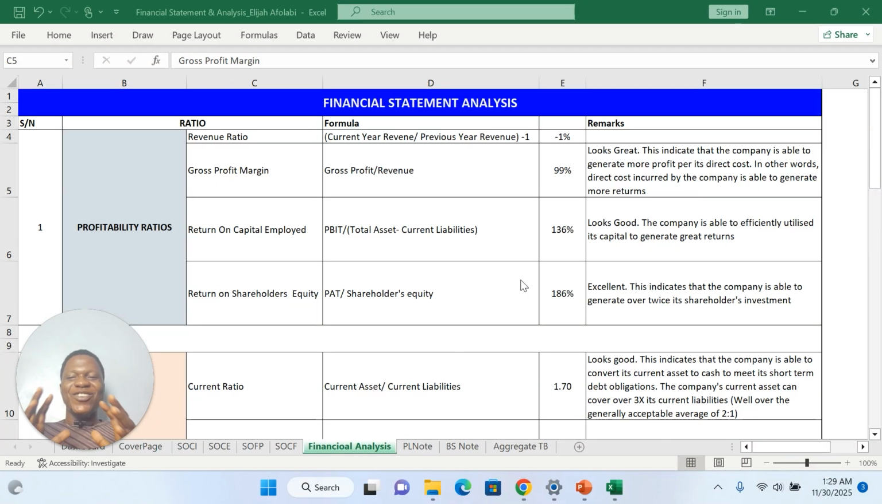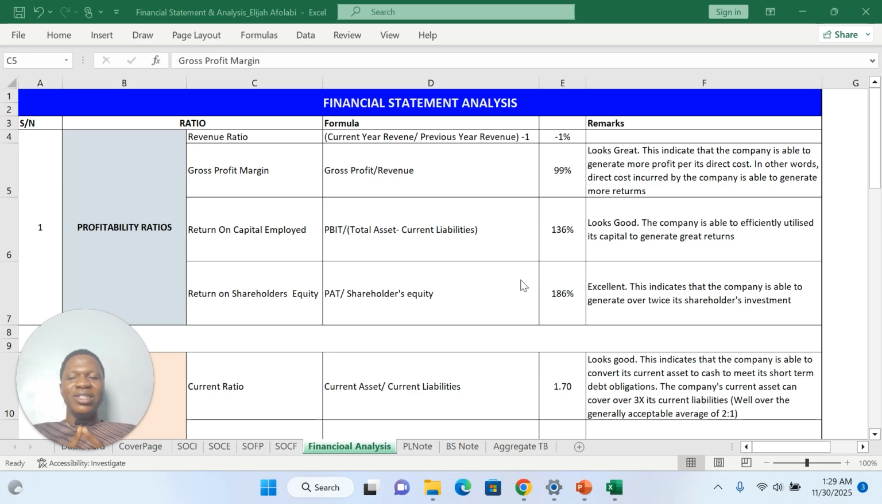Hi there, welcome back. Having shown you the prototype of a financial statement, what the financial statement of a small business should look like, it's now important to also be able to analyze the figures in the financial statement to make sense of them so that you can make proper business decisions. And how do you do this?